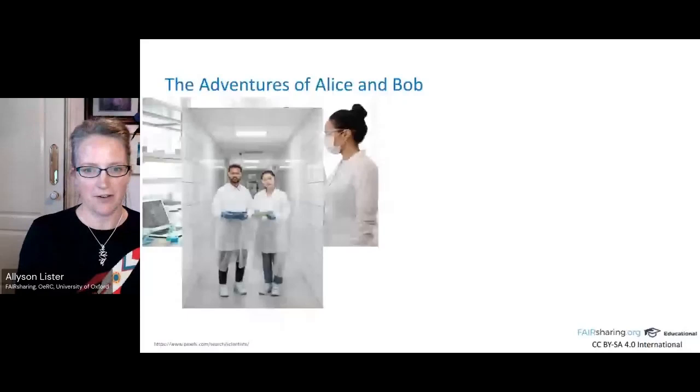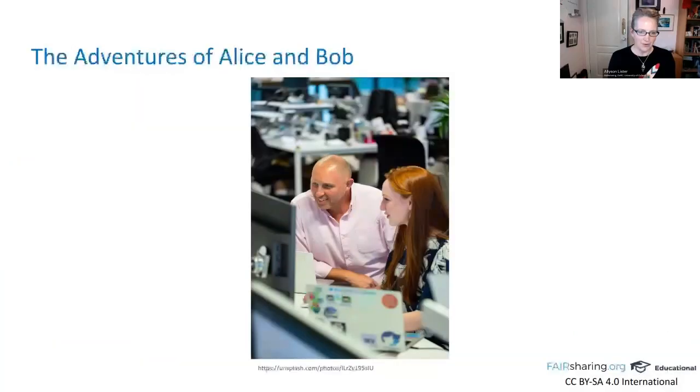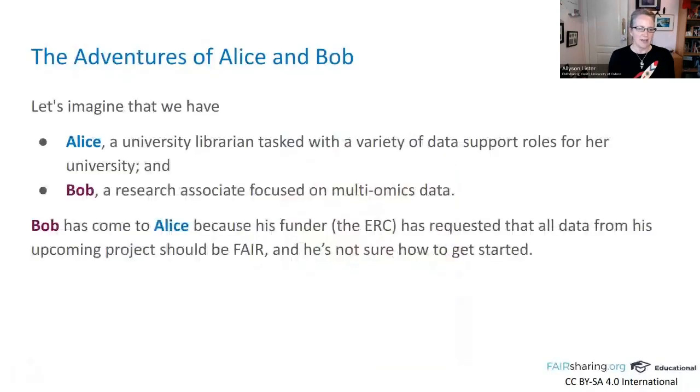Okay, so we're describing Bob, who is a researcher, and Alice, who we're imagining is a data steward or a librarian. So Bob has come to Alice because, let's say, his funder, maybe the ERC, has requested that all his data for his upcoming project should be FAIR, and he's not quite sure how to get started.